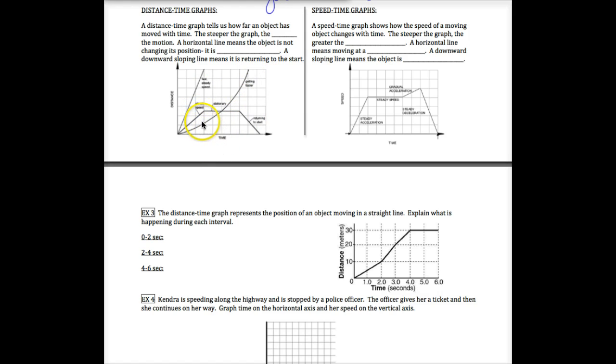And when you're looking at a distance time graph, the steeper the graph is, the faster the motion is. It's very fast motion if it's a very steep graph. A horizontal line means the object is not changing its position. So that means the object is at rest.